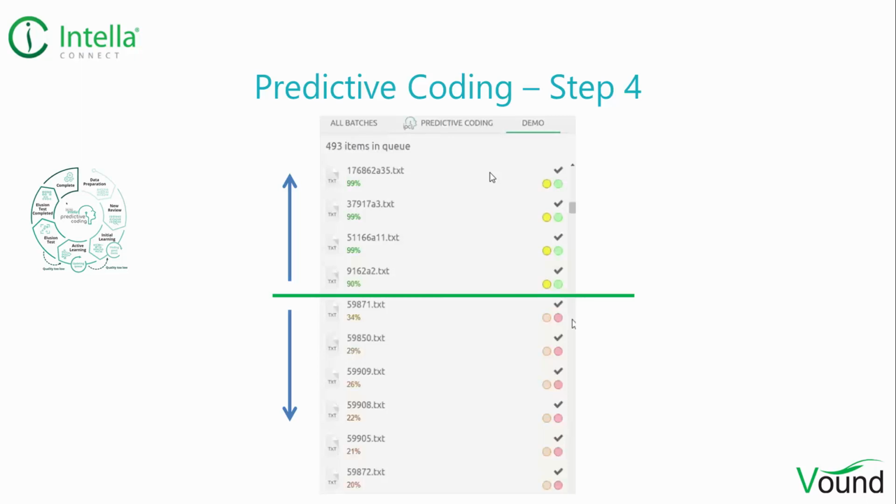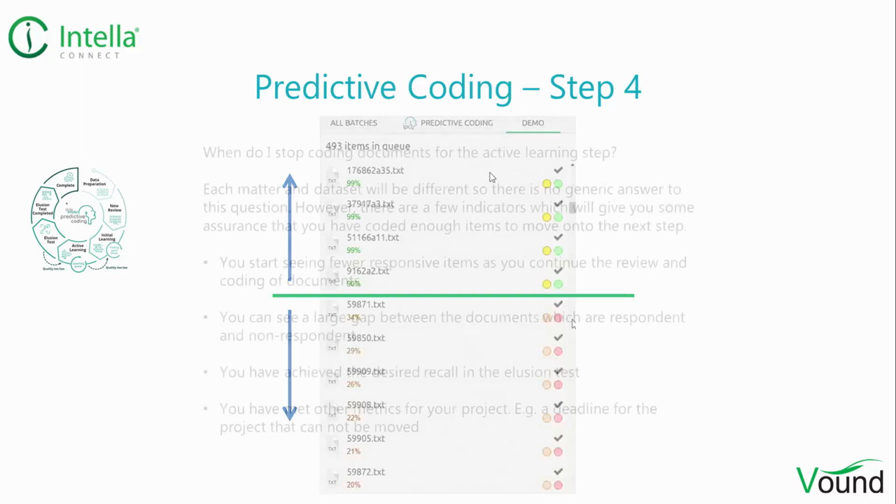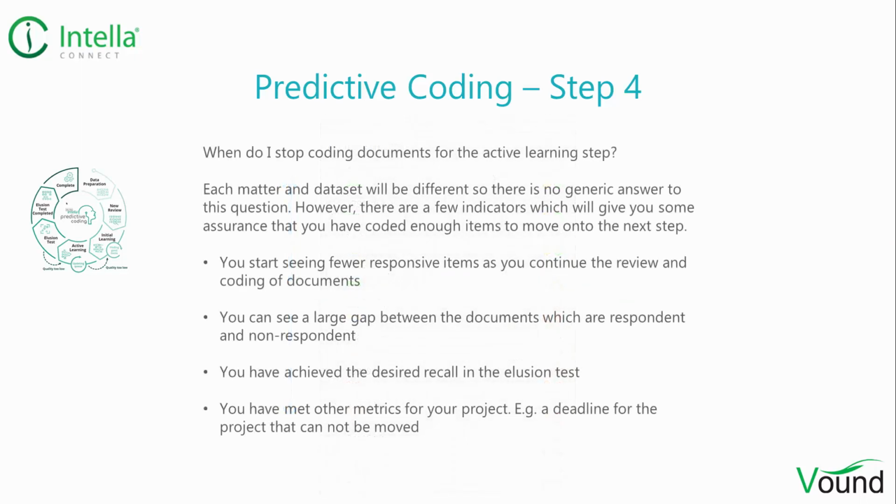That is a gap of over 50% between these categories. The larger the percentage score gap between the respondent and non-respondent items, the more confidence you can have for stopping the active learning phase and moving into the next step. There are also other factors for why you may stop the active learning review and move to the next step. One is when you have achieved the desired recall level in the illusion test. We will discuss illusion tests next.